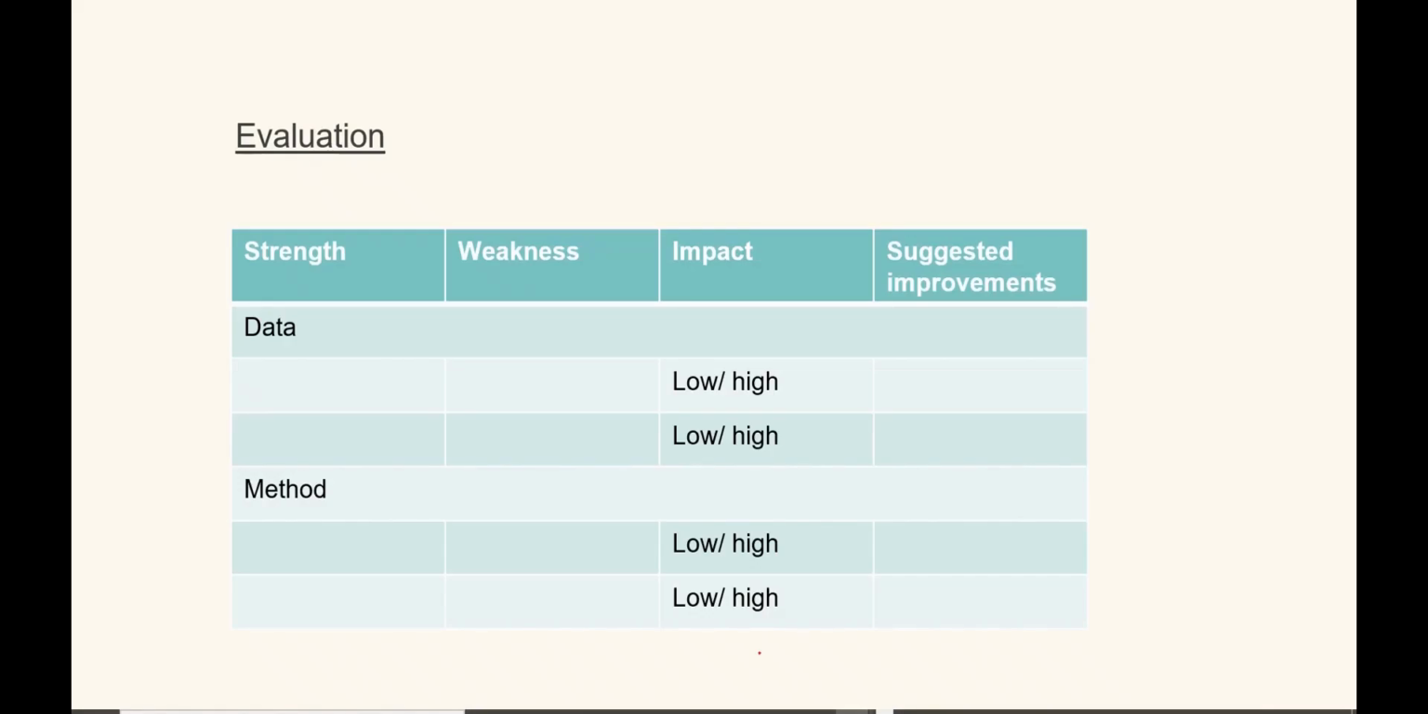So strand 3 and 4 can be concisely discussed in a table like this in your report. Keep in your mind that a discussion is required and not an outlining of strengths and weaknesses and improvements. So by putting a table like this, having data and method mentioned, it will help you to remain focused. Then you can write down the strength, weaknesses, its impact, whether it is low impact or high impact, this weakness, and the suggested improvements.